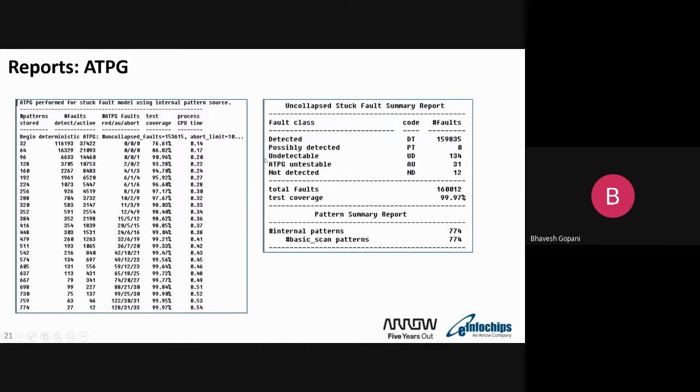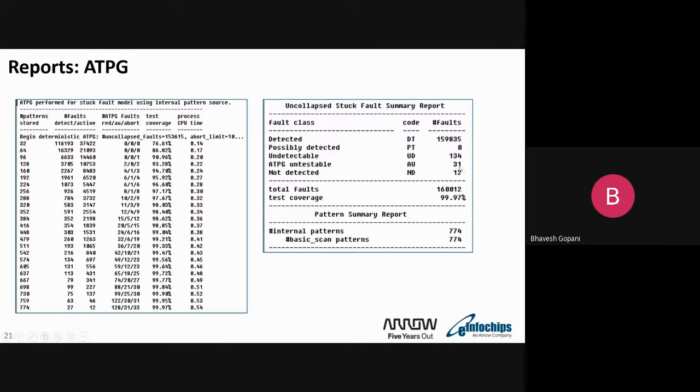But when I'm saying ATPG untestable, this is also a part of test coverage, and we need to worry about this ATPG untestable, because those faults can create a problem to the chip as well. And also we need to try to cover as many as we can in vector generation.